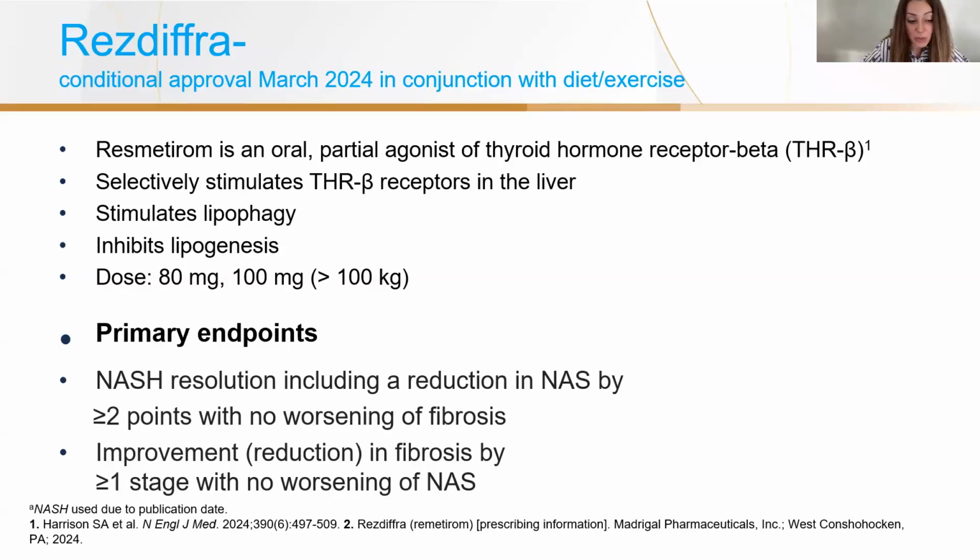The doses are 80 milligrams per day, which is most common, and 100 milligrams per day can be used in patients who weigh over 100 kilograms. The primary endpoints of treatment are NASH resolution by at least 2 points with no worsening of fibrosis, or reduction in fibrosis without worsening of steatosis.